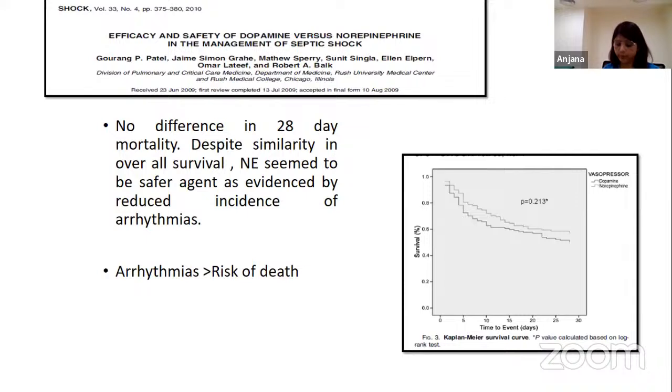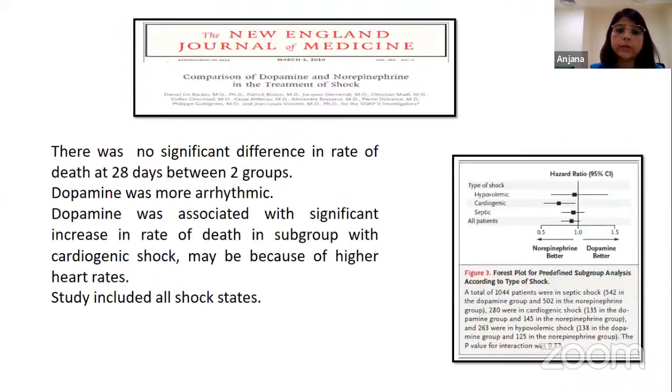Coming to the studies which have been comparing the two vasopressors, dopamine and norepinephrine, they have found that there's no difference in the 28-day mortality between the two vasopressors, and noradrenaline seemed to be a safer agent because arrhythmias were more seen with dopamine and there was a high risk of death with that. Now this is a landmark trial in India which actually looked at all the shock states where they found that there was no difference in the mortality between the two groups, but dopamine was arrhythmogenic.